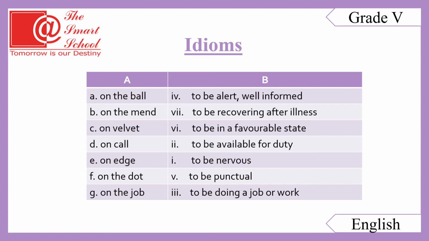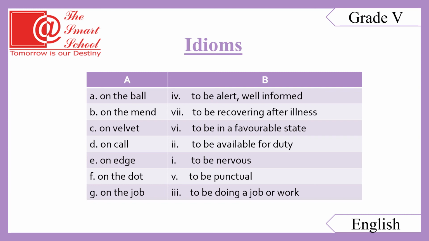C, on velvet. To be in a favorable state. It is number 6 in column B. D, on call. It means to be available for duty, which is number 2 in column B. E, on edge, meaning to be nervous, which is number 1 in column B. F, on the dot, which means to be punctual, which is number 5 in column B. G, on the job, which means to be doing a job or work, which is number 3 in column B.